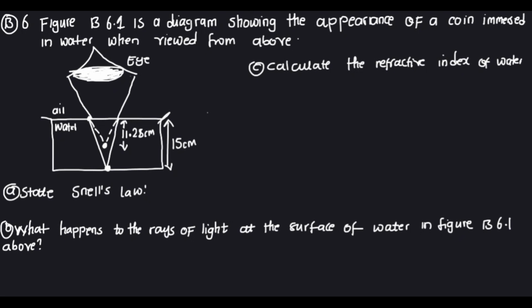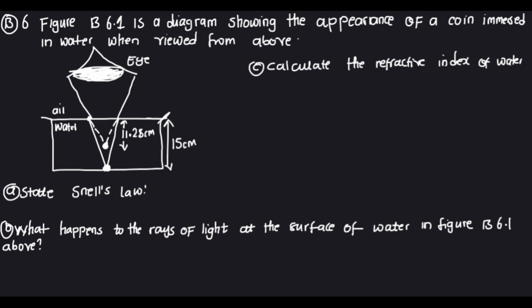So move on to question 6. Figure B6.1 is a diagram showing the appearance of a coin immersed in water when viewed from above. So we will have the coin here. Then when viewed up from above, the coin is appearing to be here. So there is what we call the real depth. So the real depth is the distance from the surface of water to where an object is. So the surface of water is here. This is our surface of water.